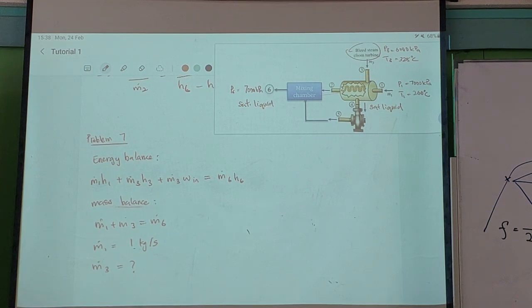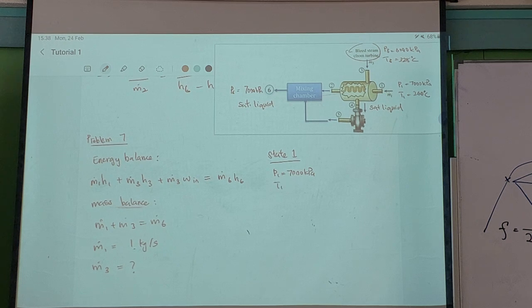So H1, look at state 1. State 1 we have P1 equals 7,000 kilopascal, T1 equals 260 degrees Celsius. I think even if you don't check, you should know this is compressed liquid because the pressure is so high. So here once again, we assume this is HF at 260 degrees Celsius. Just don't make the mistake of using the pressure table. It is always the temperature table for saturated liquid, for compressed liquid.